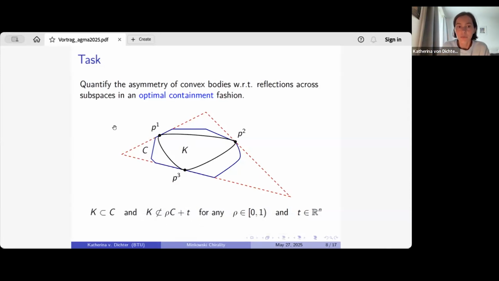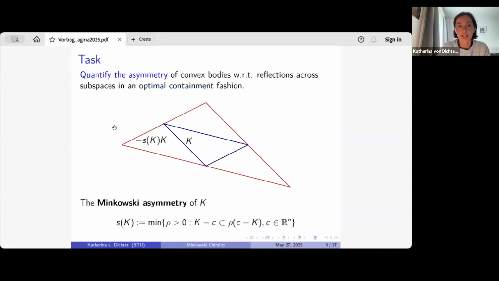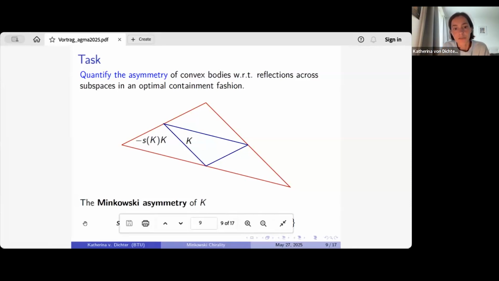Okay, and the last thing that we want to understand in our task is what quantifying the asymmetry means. So think about a body. We want to understand how asymmetric it is. The first one who introduced the concept of asymmetry and quantifying it was Grünbaum in the 1960s, and he introduced the so-called Minkowski asymmetry. The Minkowski asymmetry is an asymmetry where we take the reflection with respect to a point. So here we have the definition. The Minkowski asymmetry of it is just, let's take this away.